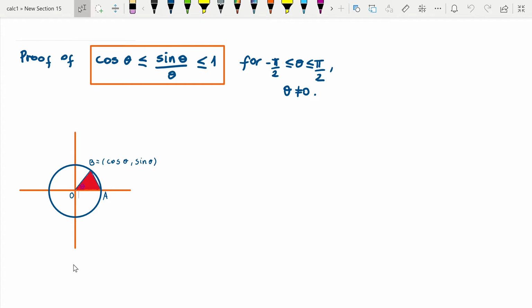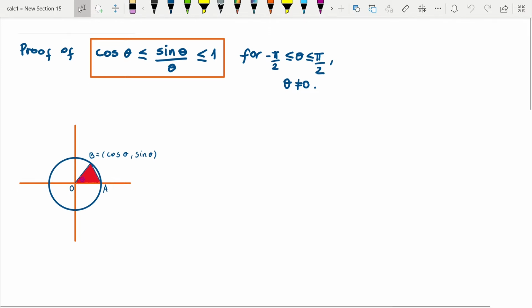Now we turn to the proof of the inequality: cosine of theta is less than or equal to sine of theta over theta, which is in turn less than or equal to 1, for values of theta between minus pi over 2 and pi over 2. And this, of course, only makes sense when theta is not equal to 0, because, as we mentioned earlier, sine of theta over theta is not defined when theta is equal to 0.